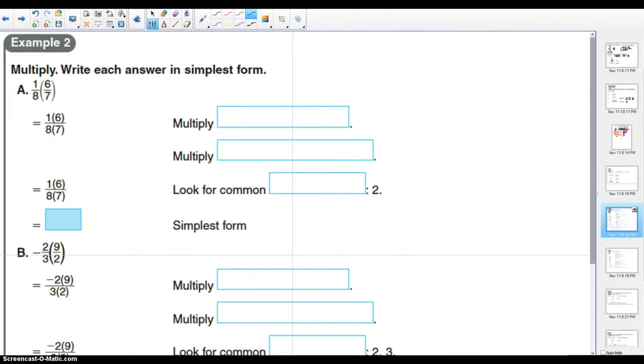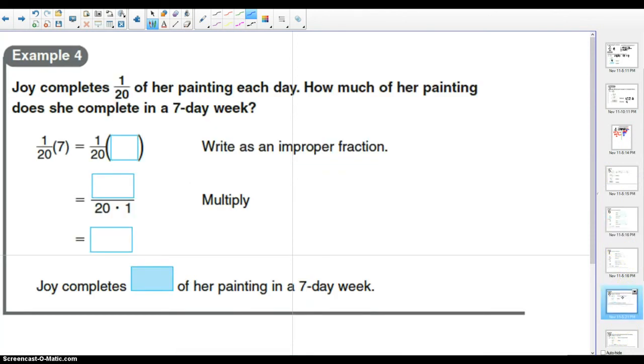The first set of problems that you're going to try are example 2 in your notebook. For questions A and B, you want to try these on your own, multiplying the 2 fractions, 1/8 and 6/7, and then on the bottom we're going to be multiplying 2/3 and 9/2. The example that we're going to try after that is example 4. Joy completes 1/20 of her painting each day. How much of her painting does she complete in a 7-day work week? You want to solve these problems. I will give a 10-second pause, and then I will show the answers to each of these.